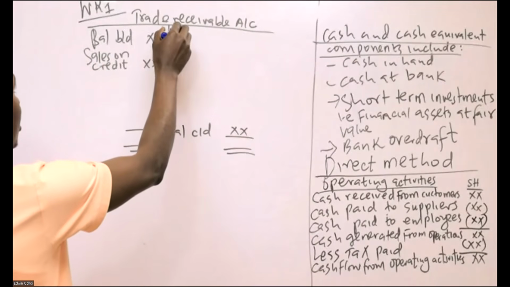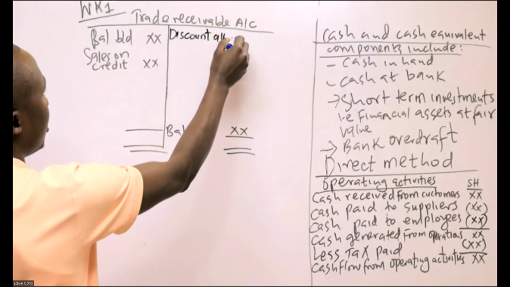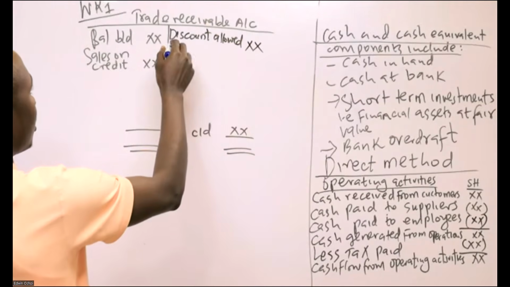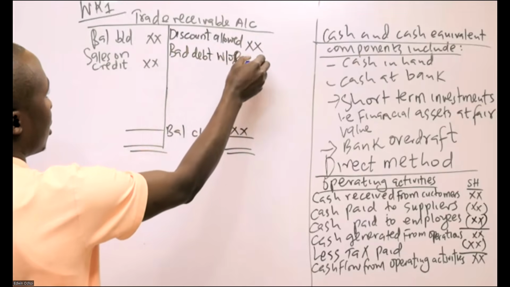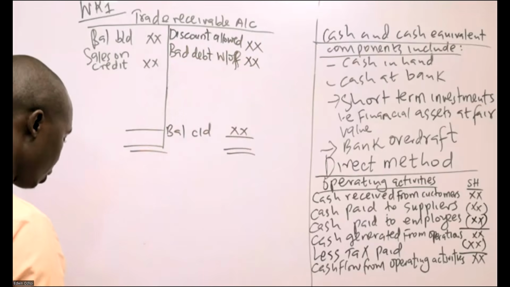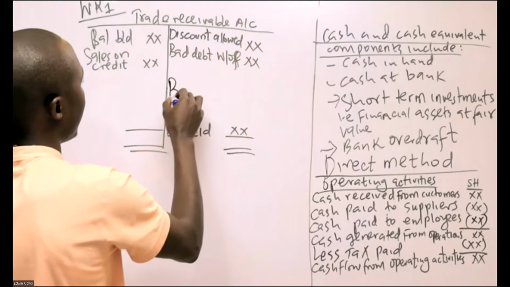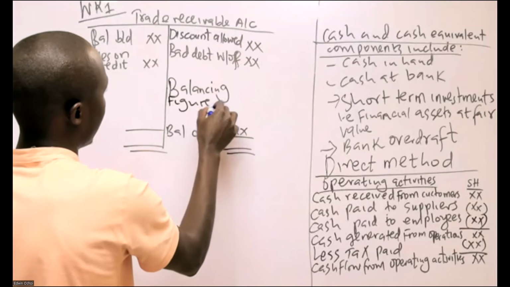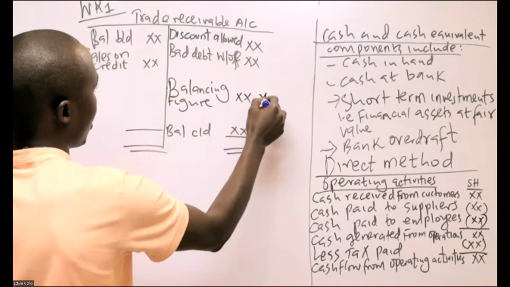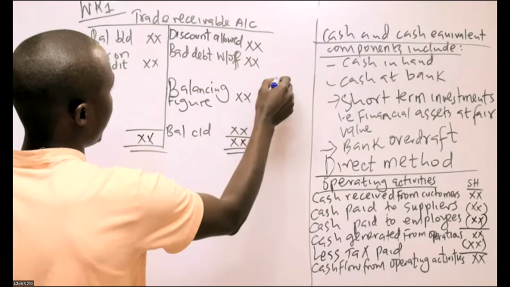So here we have discount allowed, if you give a discount to your customers, and bad debt written off, if you write off some debts. So that is the case. If you write off some debts and allow discounts, the balancing figure here is now the cash received. So your balancing figure is the cash received, the one we were looking for.